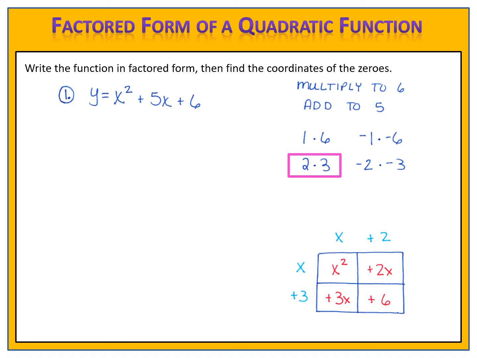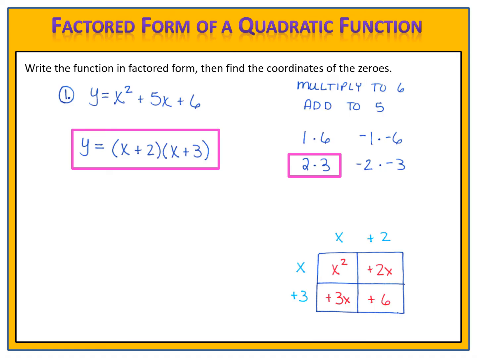We can now take those factors to write our factored form. Because the original function was y =, we'll write this as y = (x + 2)(x + 3). That is the function in factored form. Now let's use that form to find the zeros. Here's how we do it. We take each of those factors, x + 2 and x + 3, and write each one equal to 0. x + 2 = 0, and x + 3 = 0.